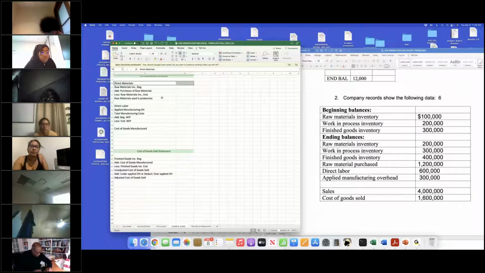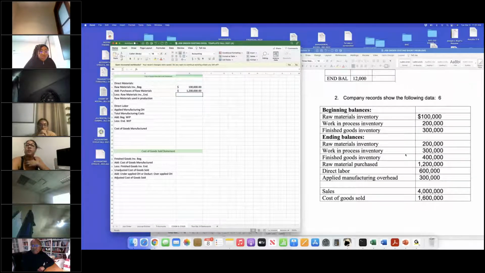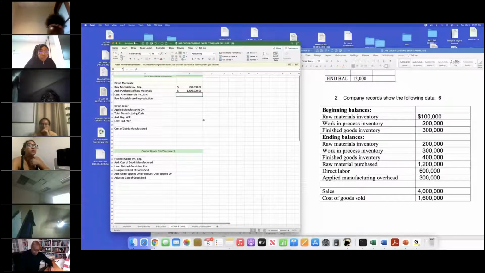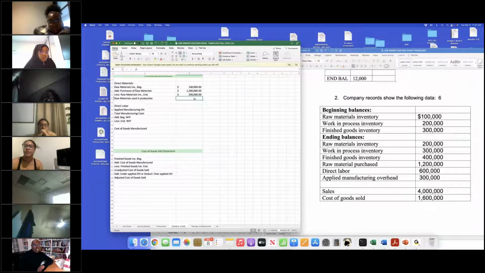What's the next thing going on the statement? Purchase of raw material. How much did we purchase? $1,200,000. Raw materials ending was how much? $200,000. So therefore, the raw materials used in production was how much? How much raw materials is used in production? What is that complicated calculation? It's 300,000.